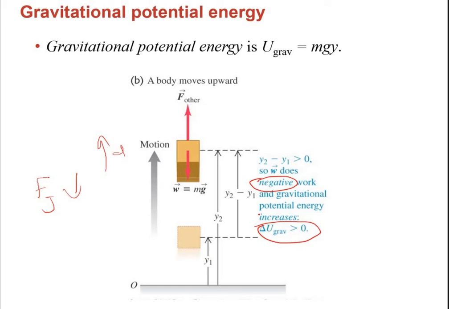So that's the relationship that we've talked about, that it's always going to be true that work done by gravity is always going to be equal to the negative of the change in potential energy, because it's a conservative force.